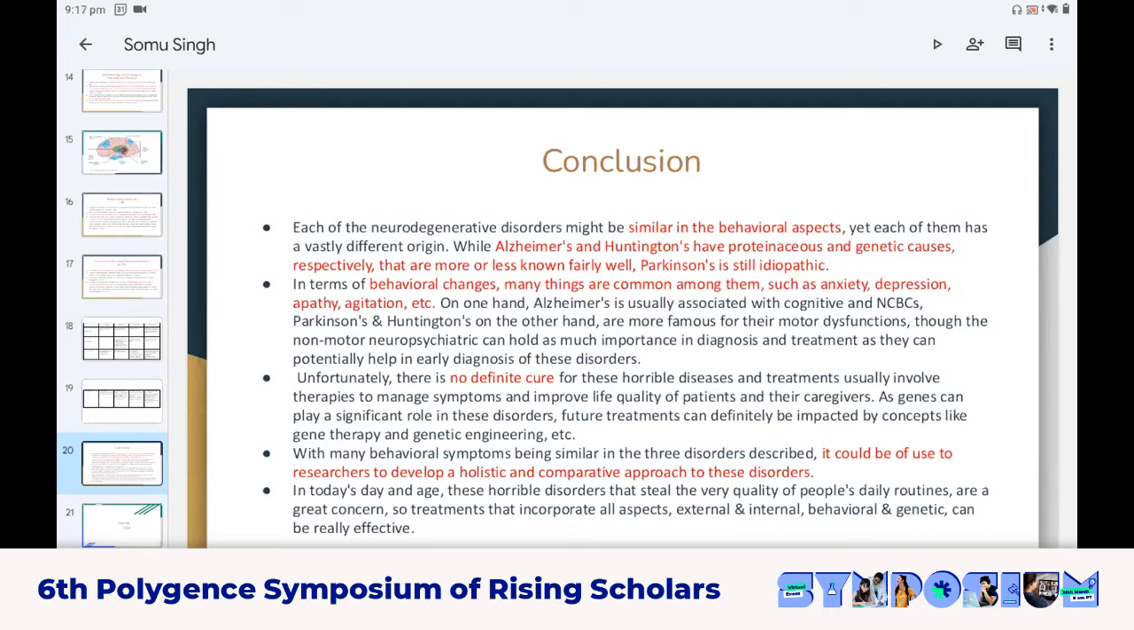So the purpose of this study was that we wanted this to serve as a basic overview for further research down this line, and the researchers could use a comparative and holistic approach to these disorders, because the behavioral symptoms were similar in these three disorders. So perhaps they could be traced back to the regions, and we could then perhaps make other studies that would combine the treatments of these diseases, and that could perhaps lead to a breakthrough in the future.